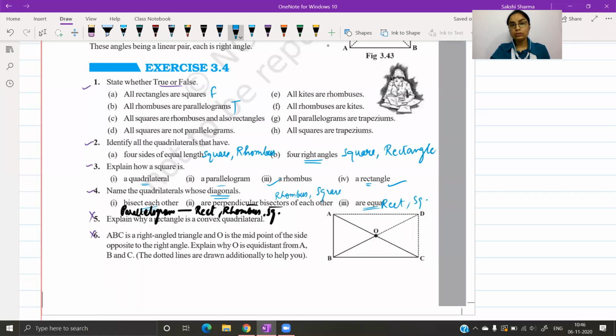Then C part, all squares are rhombuses and also rectangles. True. This is true because the squares have the properties of rhombuses and they also have the properties of the rectangles. So square is a combination of rhombus and rectangle. Then all squares are not parallelograms. False. All kites are rhombuses.